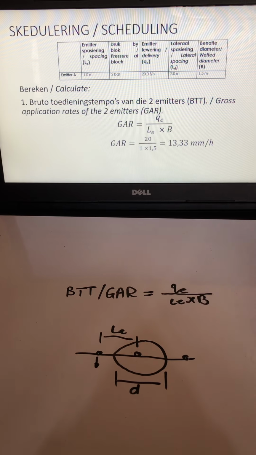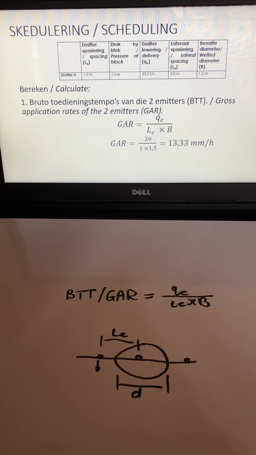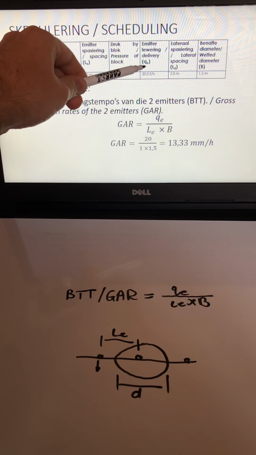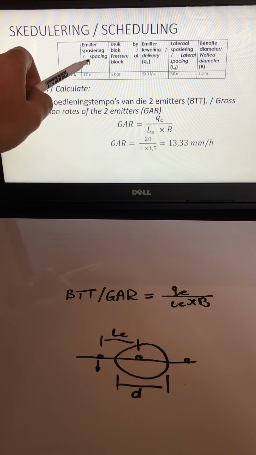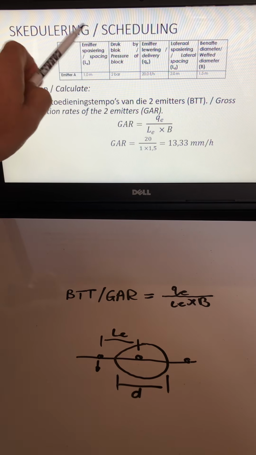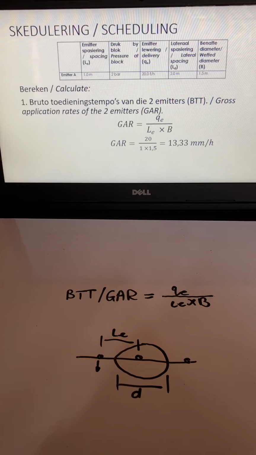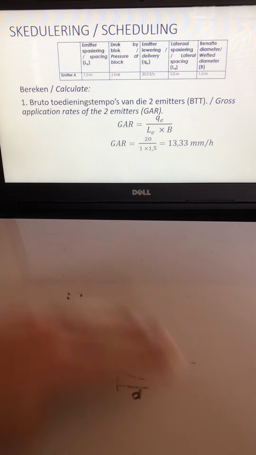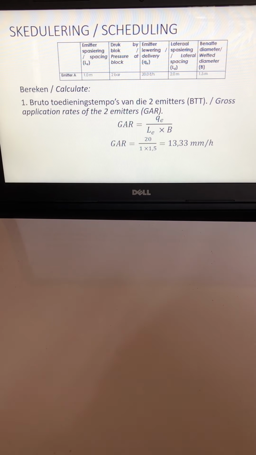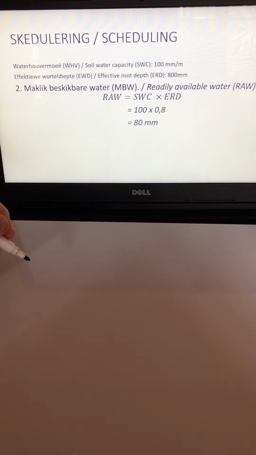So in this sum, in this question, we've got the emitter delivery of 20 liters per hour. So you divide that by the spacing. There was a spacing of 1 meter multiplied by the diameter of 1.5, and you'll get a gross application rate of 13.33 millimeters per hour. So that is the rate at which the water is being delivered to the plant.